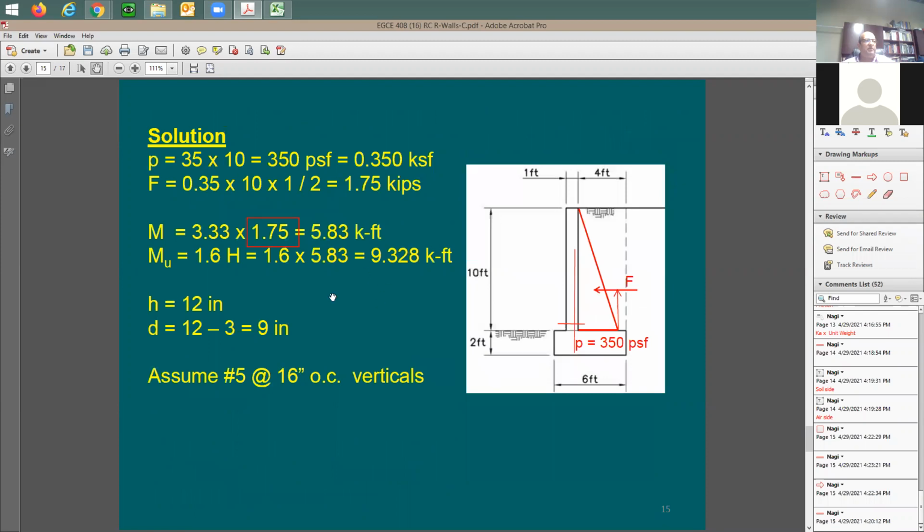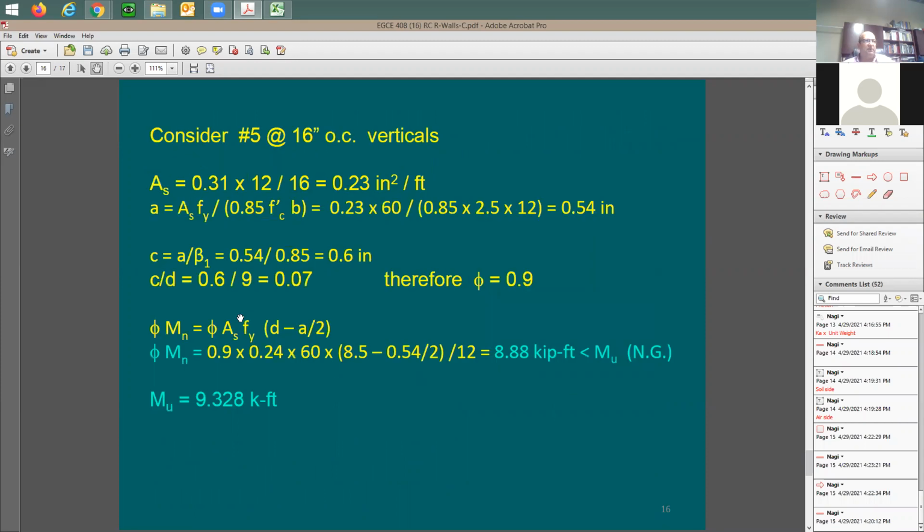So now we have the moment, we have the depth, and after that, it's going to be a very simple problem. You just need to design for the reinforcing. So now let's look at what happened. Here are the reinforcing bars, As. One rebar number 5 has 0.31 square inch. This is going to be Ab for one rebar. And then you divide by the spacing and multiply by 12, because you're going to be taking a strip of 1 foot of the wall.